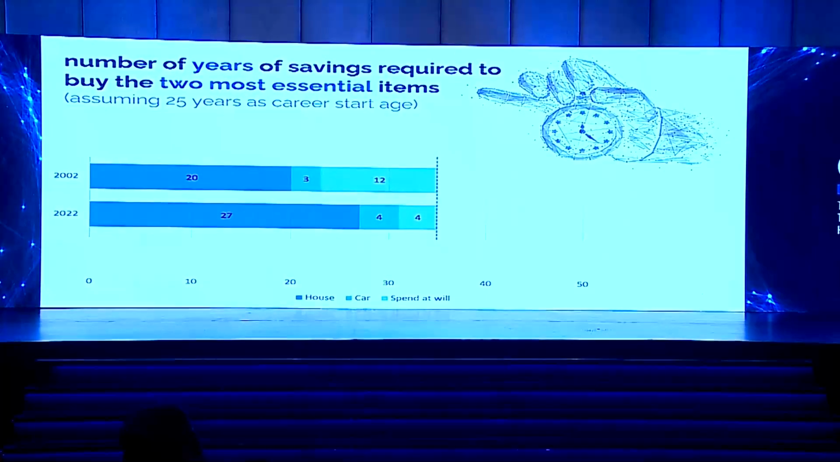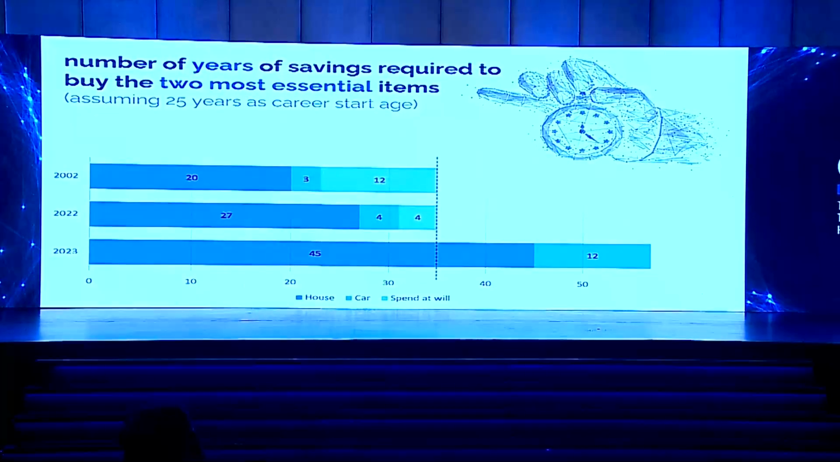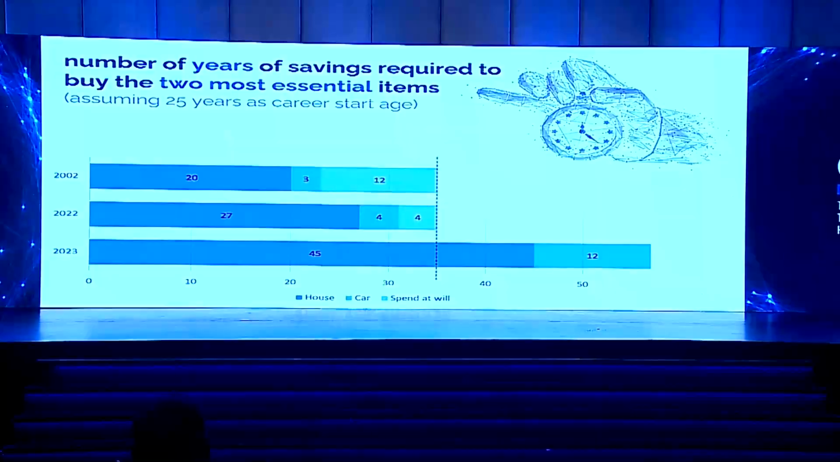2023 was a beautiful year. Just for the house, you would require 45 years. This might seem improbable. I'll explain you how. The car has gone to 12 years. So cumulative, this is over 50 years. 50 years तो मेरी serviceable life ही नहीं है.